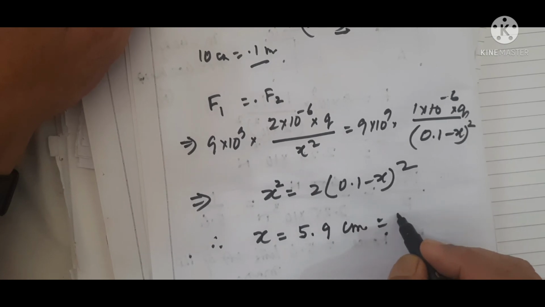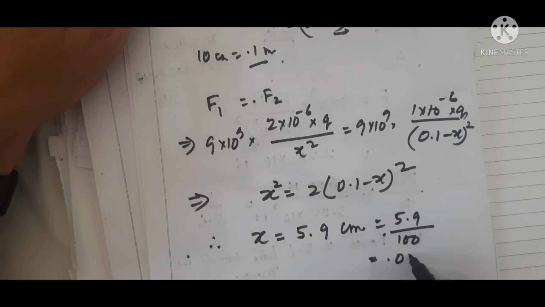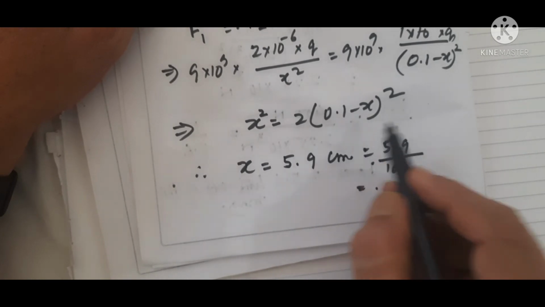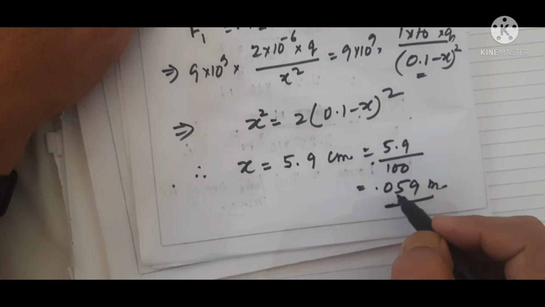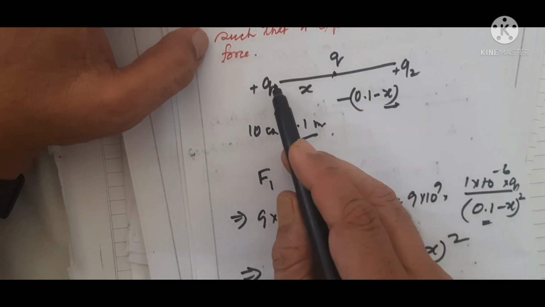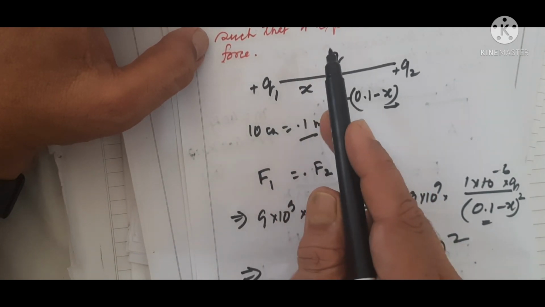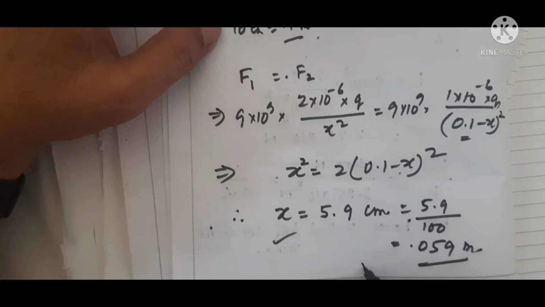Or you can say in meter, you will get this much by 100, means 0.059 meter. इतना आएगा because I have converted in meter. So ultimately 0.059 meter. And from the larger charge we have to place this. Larger is your 2 into 10 to the power minus 6. So from this particular charge, the distance x we have found out. This is your answer.